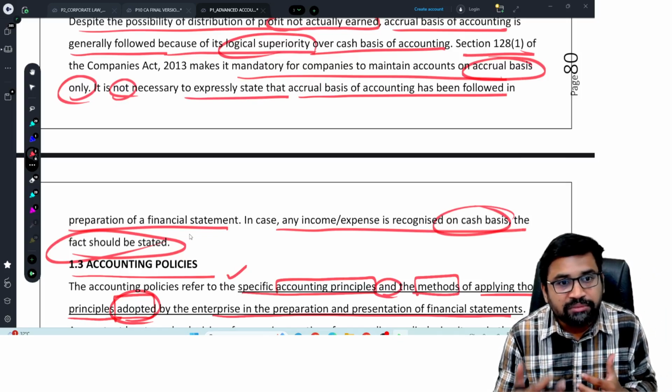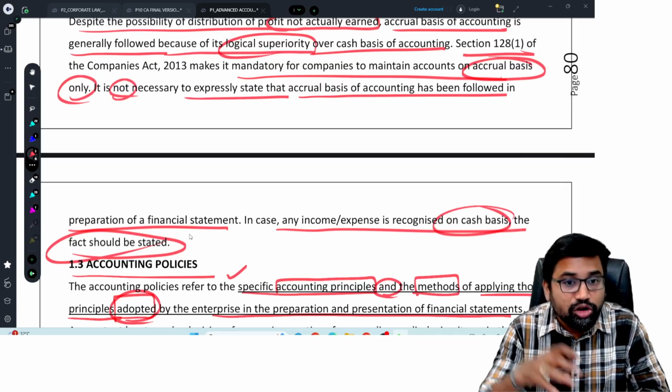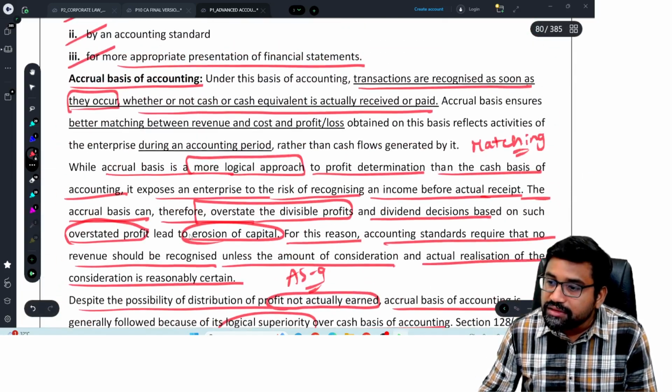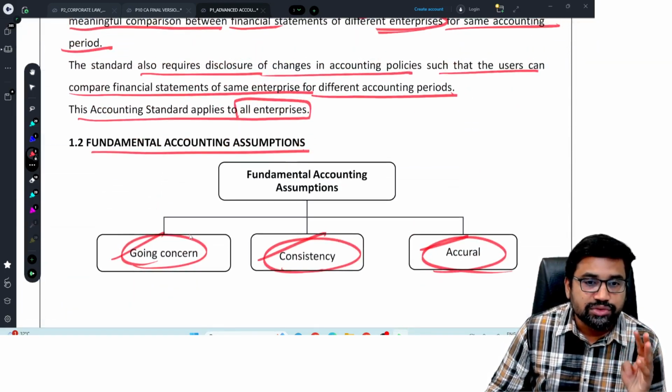So sometimes, if any incomes or expenses are recognized on cash basis, then we have to disclose that fact. So I think these are the three fundamental accounting assumptions. Tell me, sir, what are the fundamental accounting assumptions? Going concern, consistency, accrual. What is going concern?